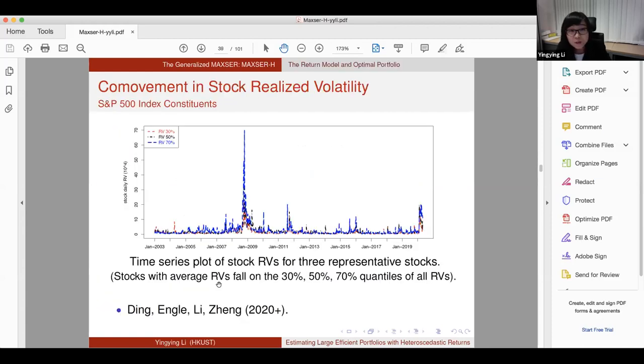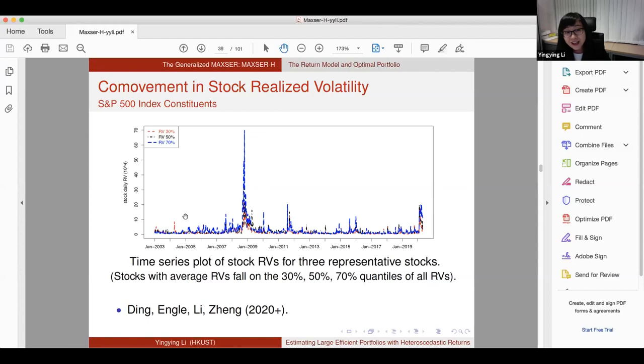To motivate a more general model of returns, I'm going to take a picture from a work in progress by my student Ding Yi, Professor Zhao Bango, and also my colleague Xinhua Zheng. What's plotted here are realized volatilities for three representative stocks. One of them is relatively more volatile, one relatively less volatile, and one is at a medium level of volatility. We plot them together and we see that, first of all, there's definitely heteroscedasticity. So the volatilities are time varying.